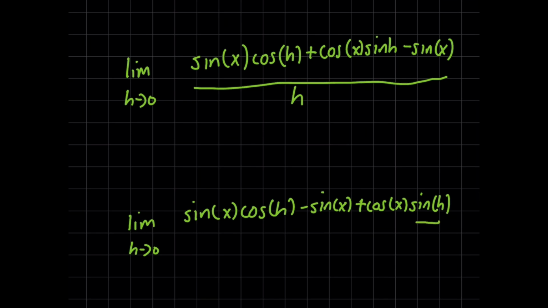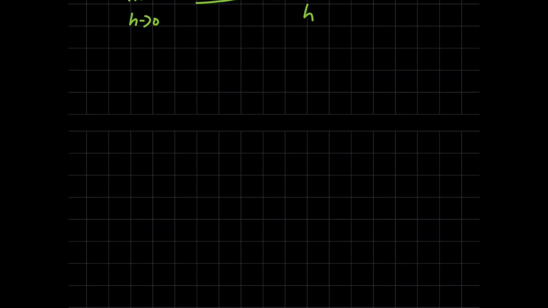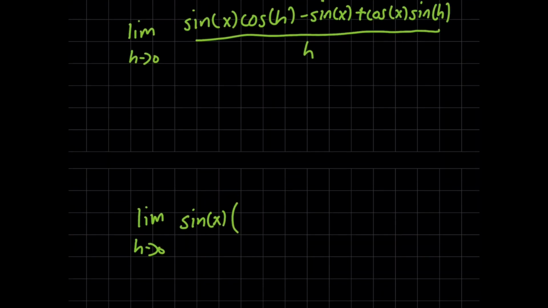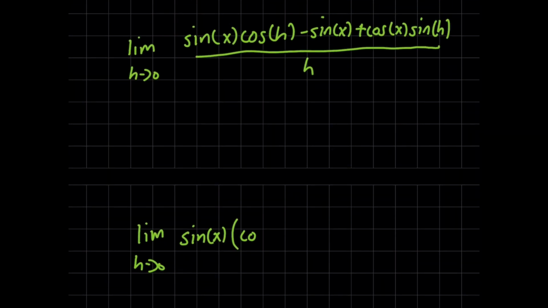all over h. And so what I'm going to do now is go ahead and factor out this sine of x term here. And so now we're going to have the limit as h approaches 0 of sine of x, all times cosine of h minus 1, and this is going to be added to cosine of x times sine of h. You might be wondering, Dave, what was the point of that?